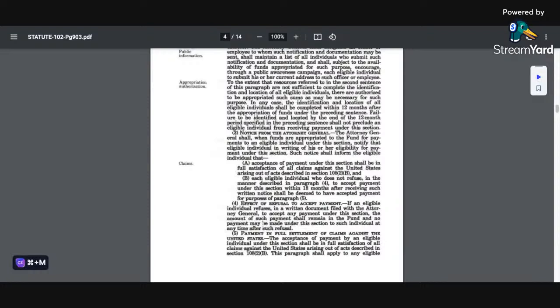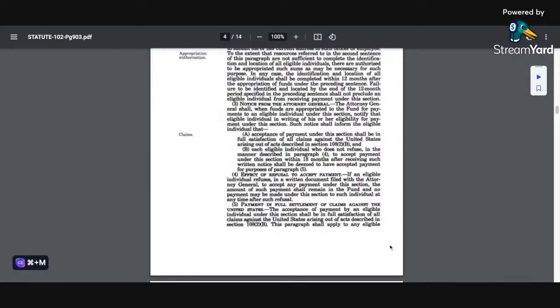4. Effect of refusal to accept payment. If an eligible individual refuses, in a written document filed with the Attorney General, to accept any payment under this section, the amount of such payment shall remain in the fund, and no payment may be made under this section to such individual at any time after such refusal. So they're kind of saying you can't refuse it and then come back the next day and say you want it.